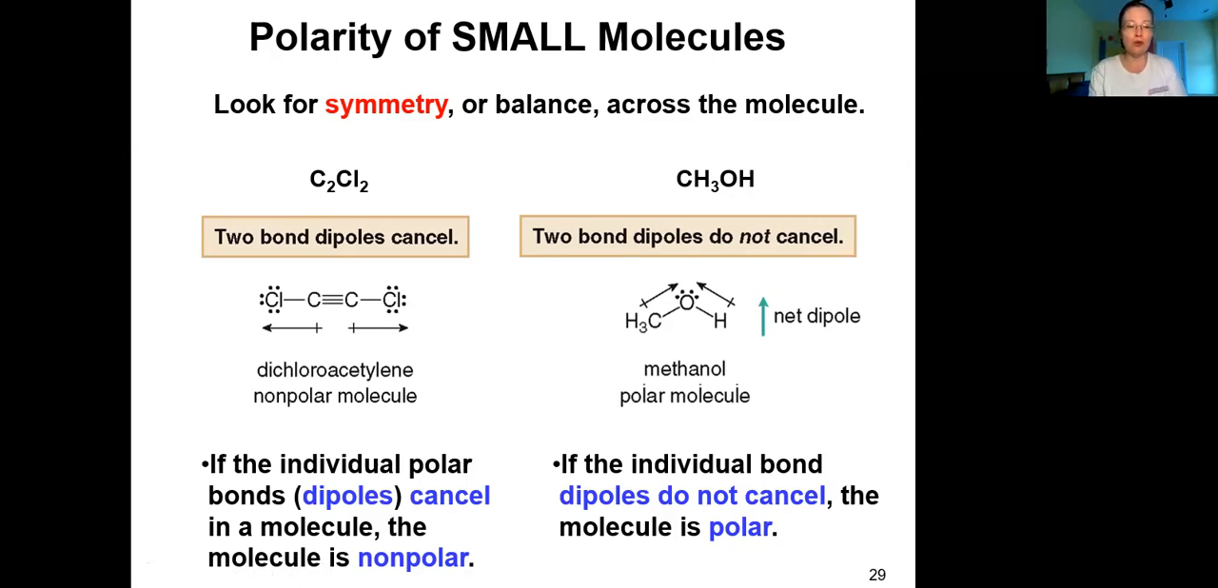Or say one was chlorine and one was fluorine. Well, fluorine pulls the electrons toward it more than chlorine does. We wouldn't have the equal dipoles canceling out. It'd be like trying to cancel out a 7 and a 6. They don't quite cancel each other out. We have something left over, so we have a polar molecule when they're not identical atoms on the outside.